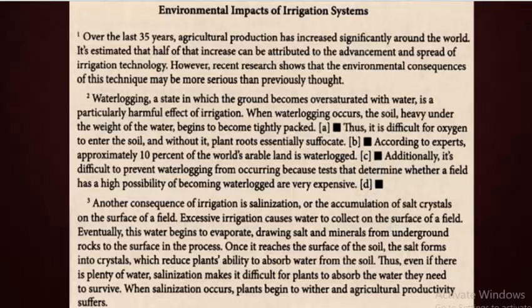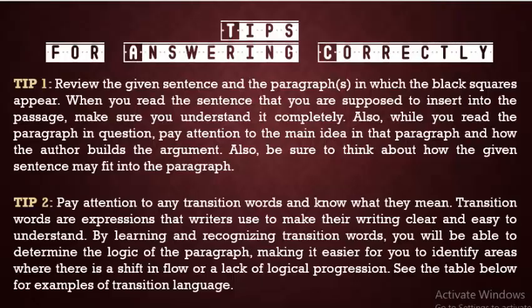Now read the passage and try to do activity A and activity B. Tips for answering correctly. Tip number 1. Review the given sentence and paragraphs in which black squares appear. You read the question that is given to you. When you read the sentence that you are supposed to insert in the passage, make sure you understand it completely. Also, while you read the paragraph in the question, pay attention to the main idea in that paragraph and how the author builds the argument.